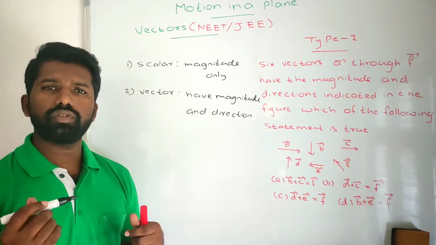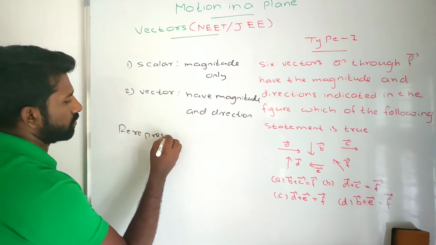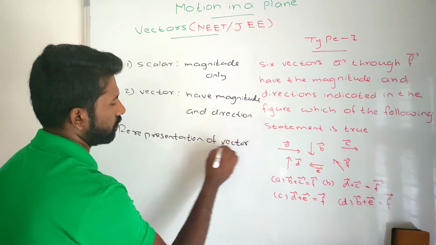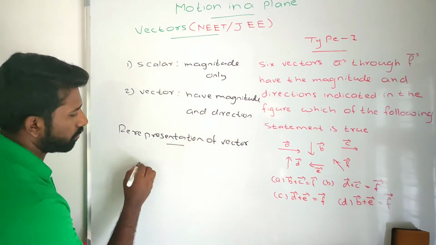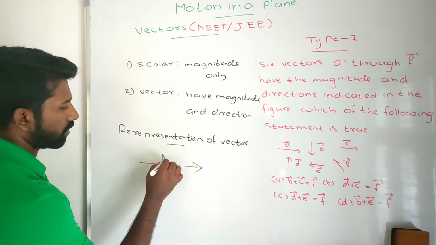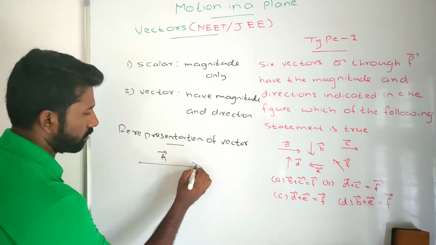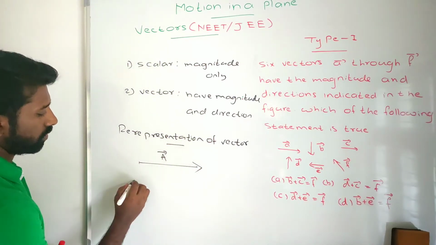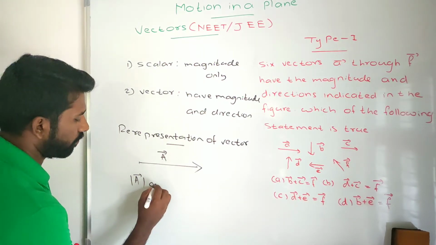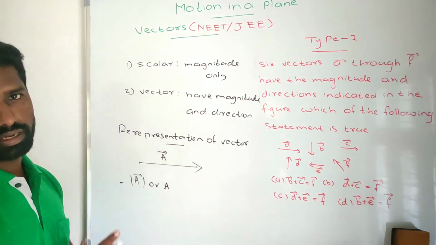Okay. Then next we will see how we can represent a vector. Representation of a vector. A vector can be represented by a line with an arrow. A vector looks like this. So the length of the line gives the magnitude of the vector, which we write like this, modulus of A, or we can write just A. The arrowhead gives the direction.